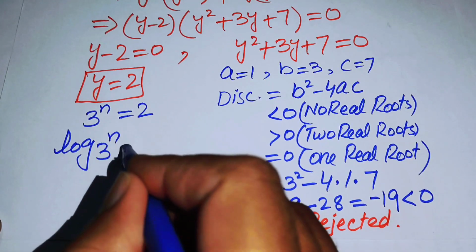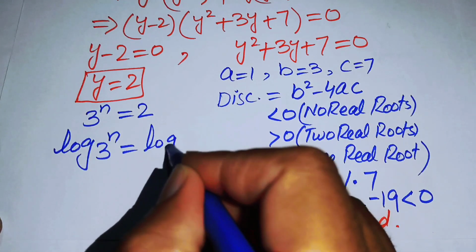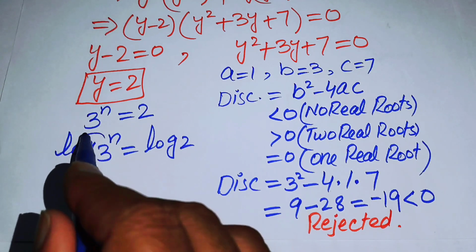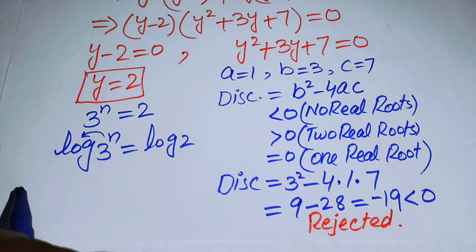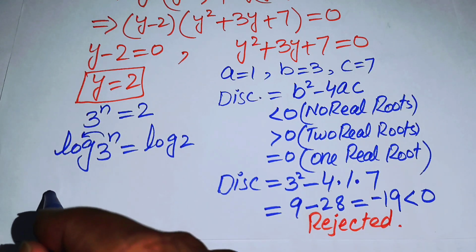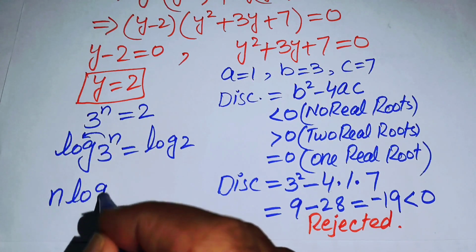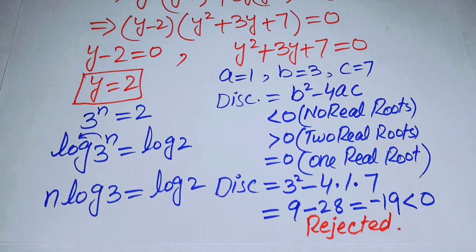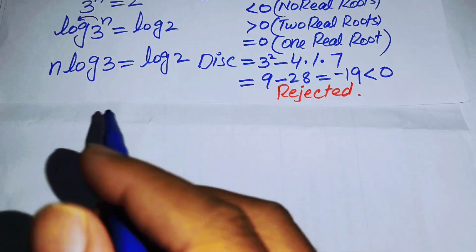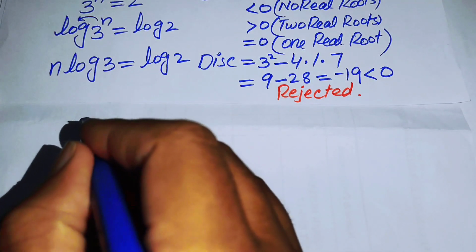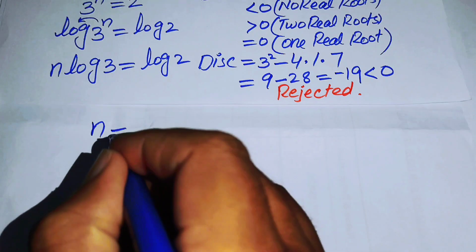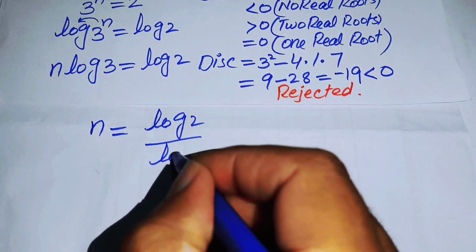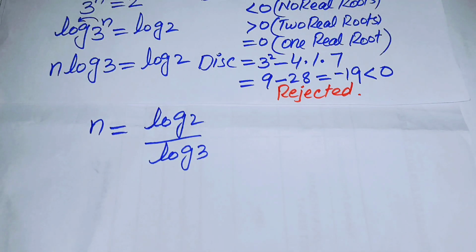log of 3 to the power of n is equal to log 2. Now we can apply the property of log, and we move this exponent in front of the log, and you will get n times log 3 is equal to log 2. In the next step we move this log 3 to the right hand side, and you will get n is equal to log 2 over log 3.